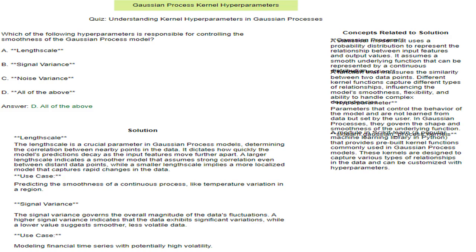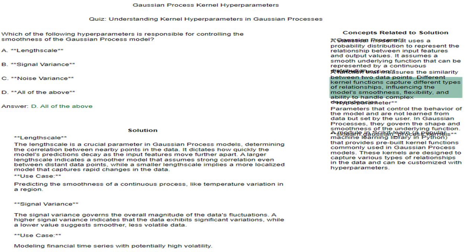Gaussian process. A statistical model that uses a probability distribution to represent the relationship between input features and output values. It assumes a smooth underlying function that can be represented by a continuous distribution. In essence, it defines a probability distribution over possible functions, predicting the temperature at different locations in a city given historical temperature data at various locations.